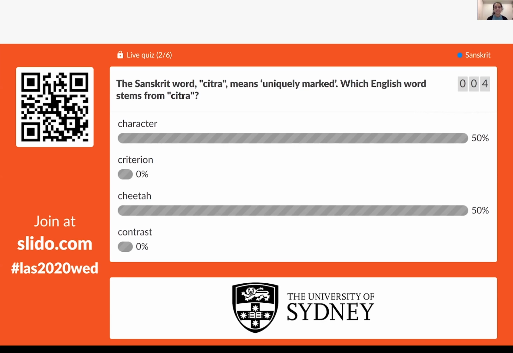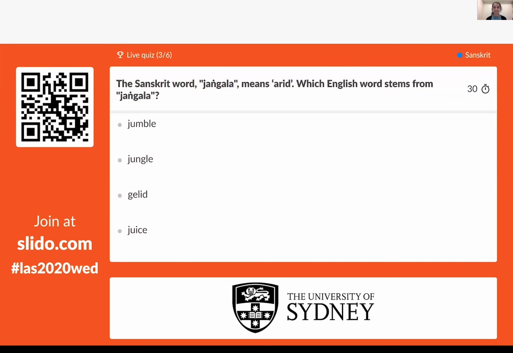Yeah, so the English word cheetah has an etymology in stemming from the Sanskrit word chitra, meaning uniquely marked. Next question. The Sanskrit word jungler means arid. Which English word stems from jungler? Jumble, jungle, julid, or juice?